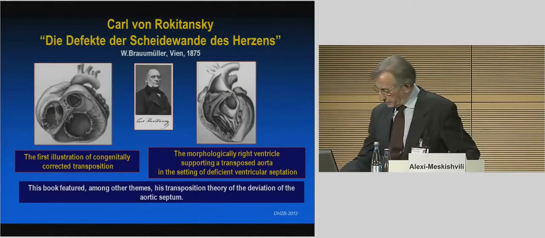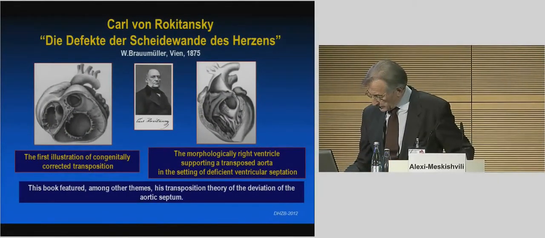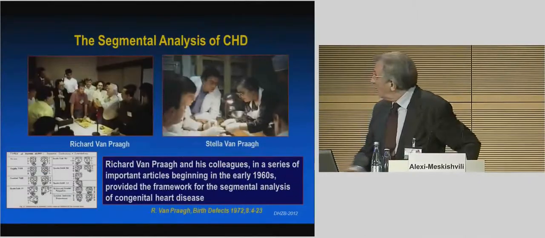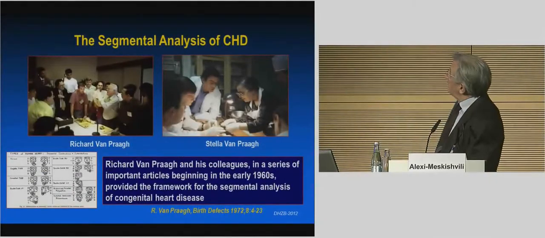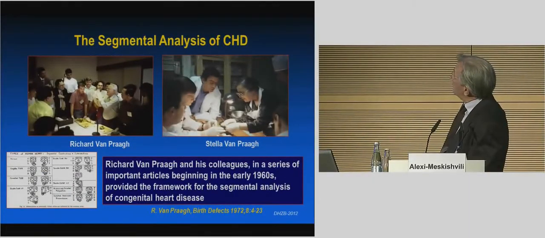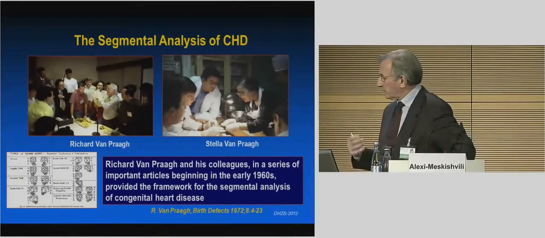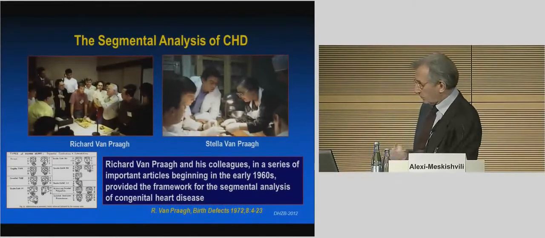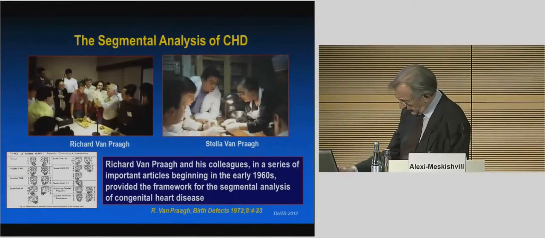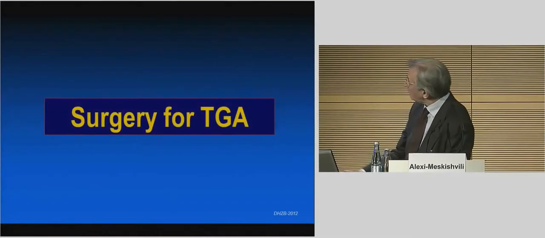And next, a very important hallmark in the transposition history was the segmental analysis of congenital heart disease proposed by Richard van Praagh and his co-workers. This concept, or this idea, helped us to understand many complicated and complex forms of transposition and to make the correct diagnosis before the surgery.